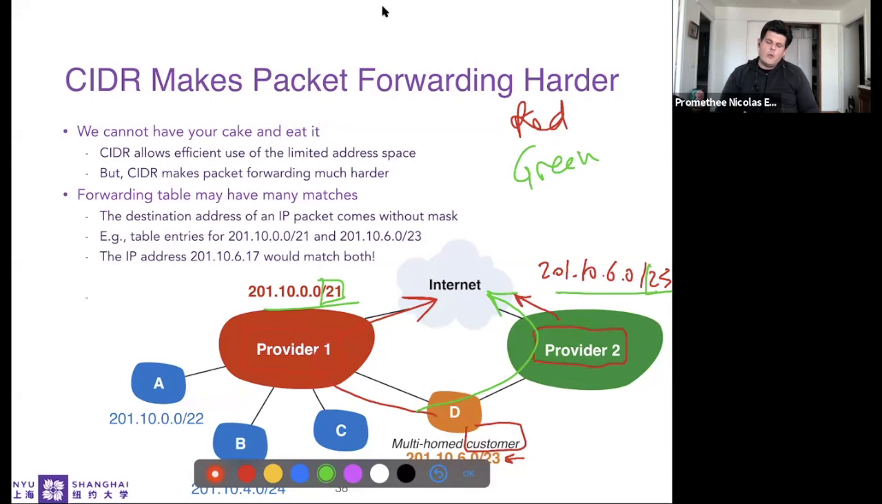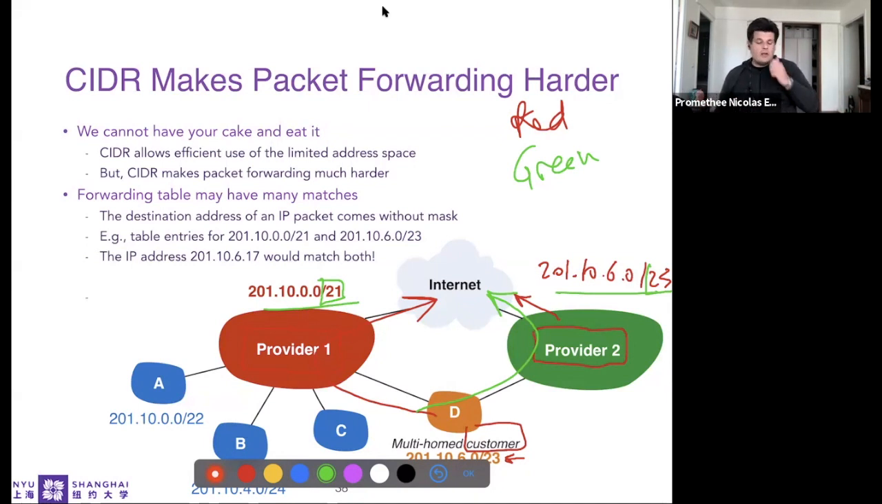And yes, the good answer was green. Why? Because in the table, I have two choices. And the choice that we make is we compare the size of the prefix, and we take the longest one. So 23 is longer than 21. So the green one is the winner. So why do we do the longest? There's not really a good reason for this, but we do the longest.